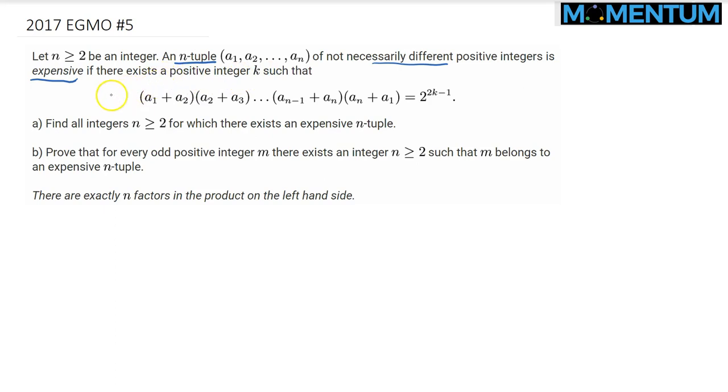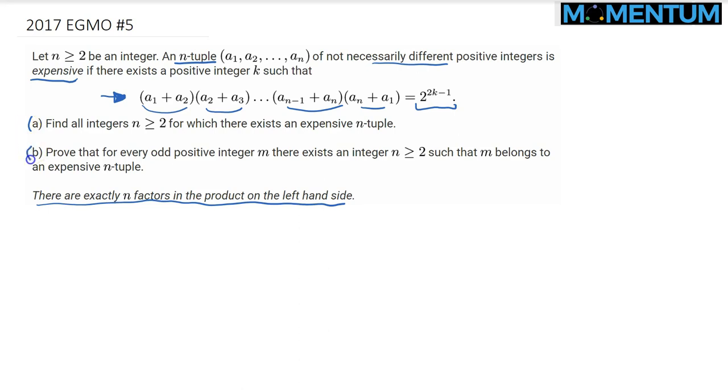And if they satisfy this interesting property, and just to remind you, the left-hand side of this equality is a cyclic sum, as you can see here, right? And here there's a note about that as well. And the right-hand side is an odd power of 2. So given this definition of an expansive n-tuple, we want to answer these two questions. The first one is find all integers n for which this thing works.